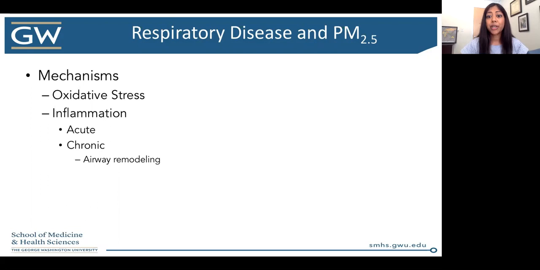Long-term exposure to particulate matter has also been shown to result in airway remodeling. Next slide.